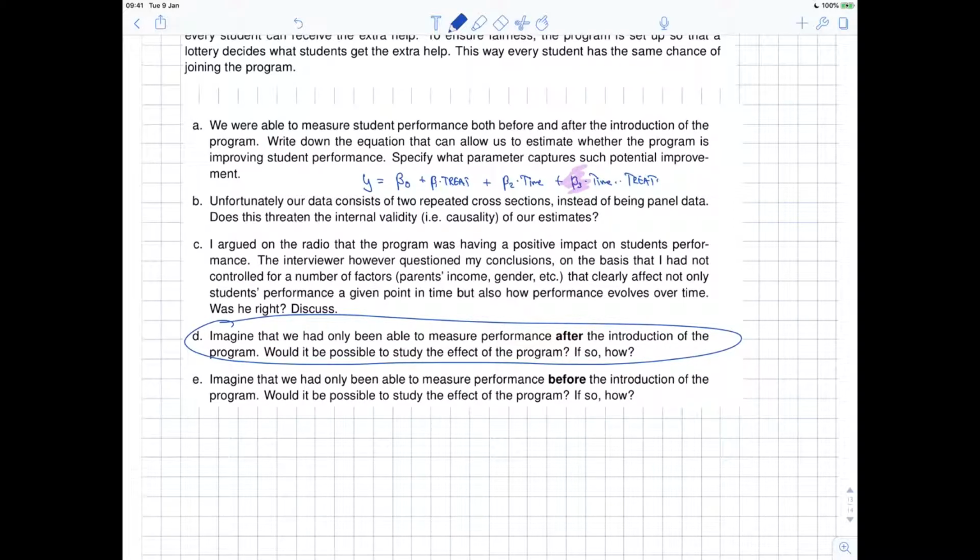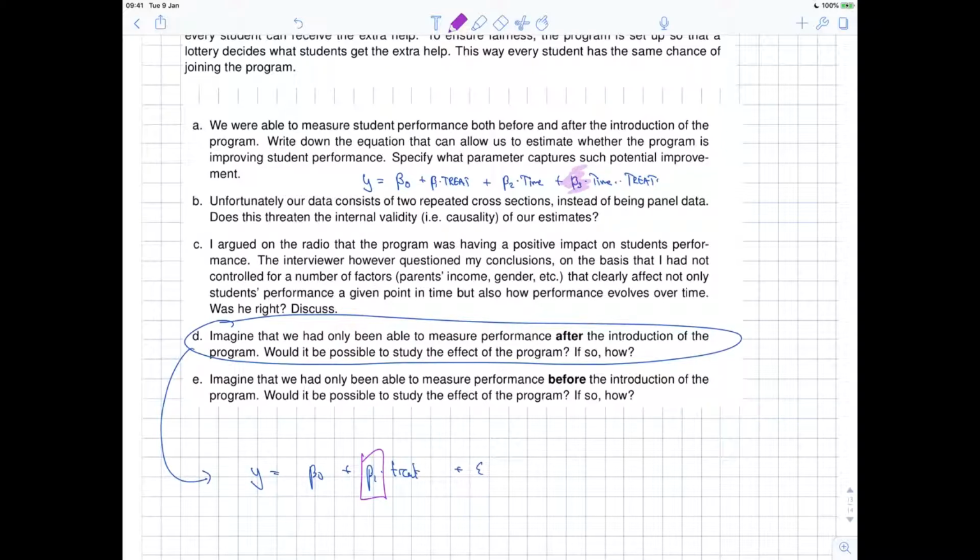We could simply do a difference in means. We could do a mean comparison of the people that were treated and people that were not treated. So this particular bit here would simply be performance, y, equals beta 0 plus beta 1 times treat plus epsilon. And if it was indeed random, this beta 1 should capture the causal effect.